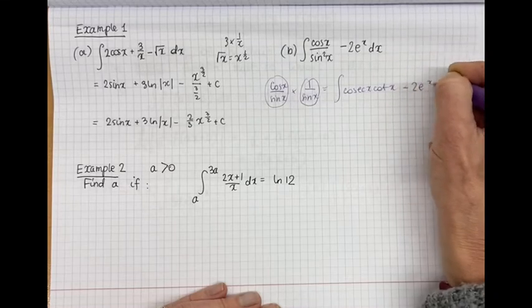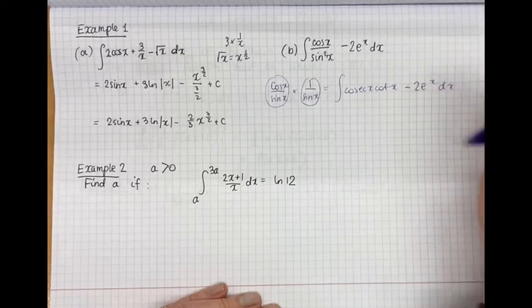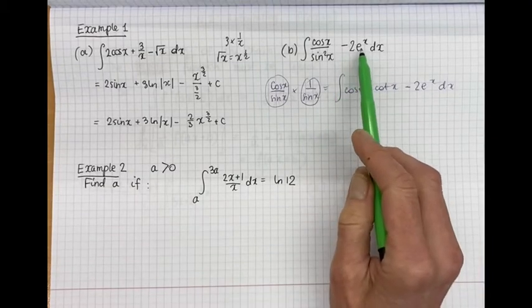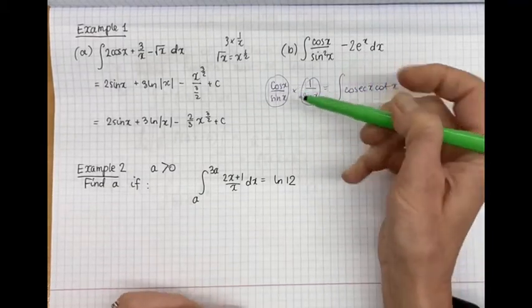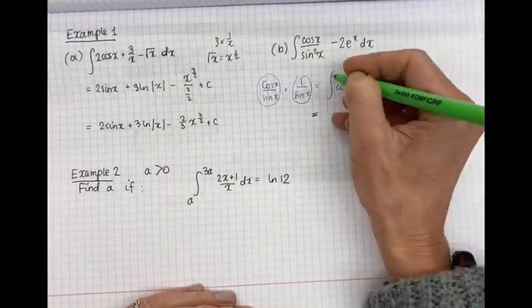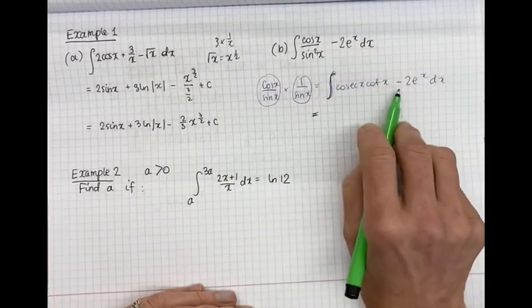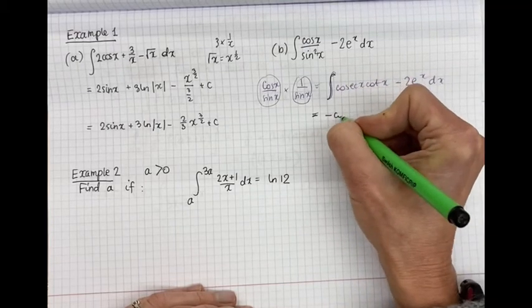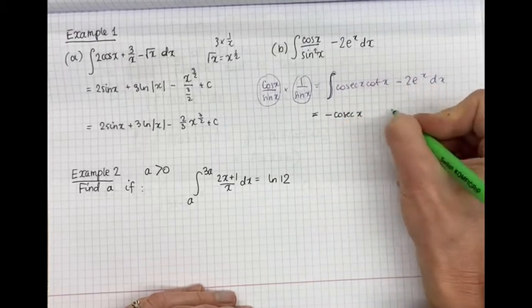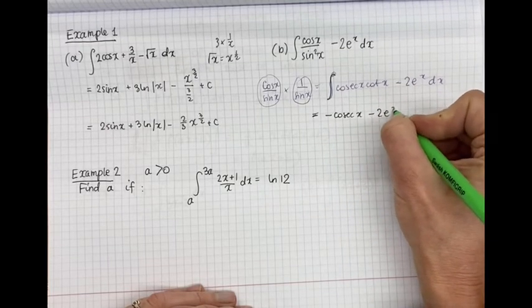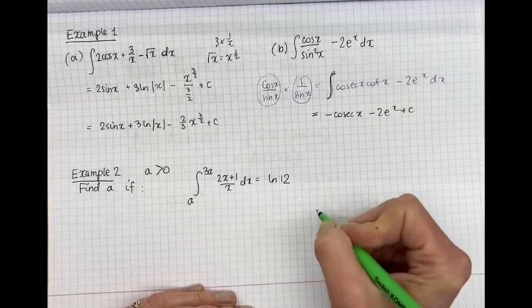I don't like integrating parts first. If I know that that integrates to 2e^x, I'll do that. I just like to do everything once everything is prepared for integration. So we've prepared it for integration. Cosec x cot x goes to minus cosec x, and then the other part will stay the same, minus 2e to the power of x plus c.